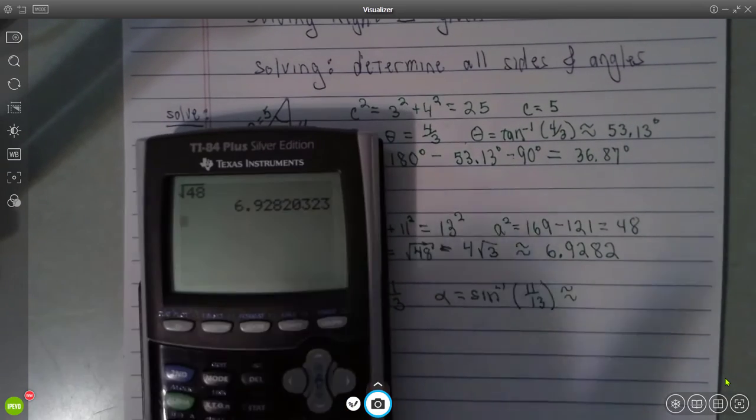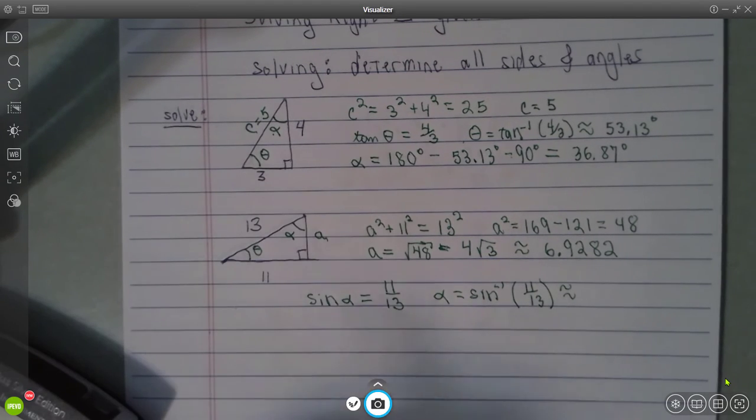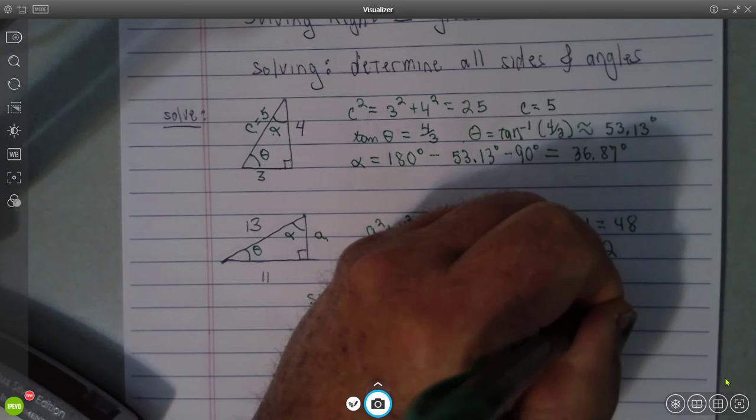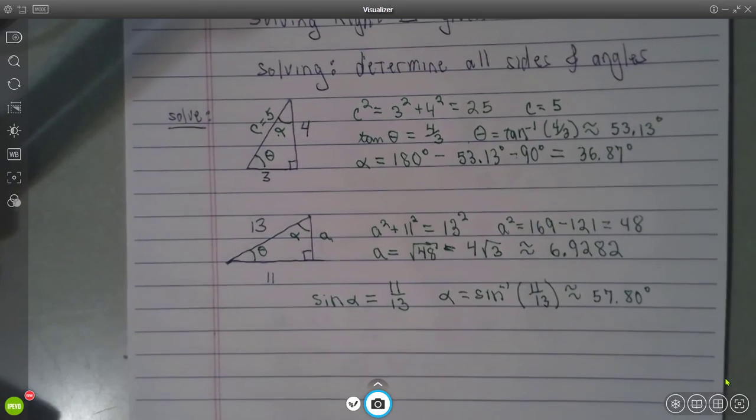And we can get that number with our calculator. 57.80 if we round off. And the units are degrees.